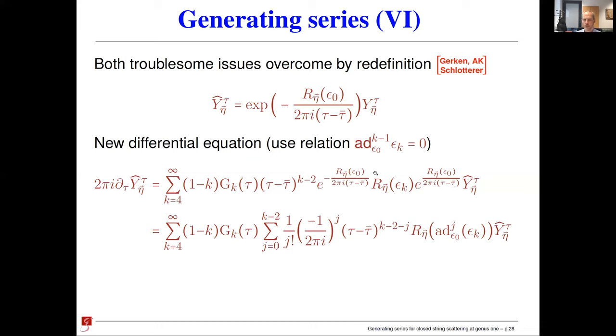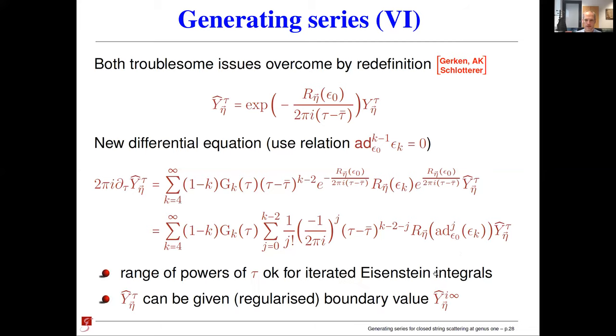This is the point where the relation from the derivation algebra becomes useful, because this conjugation is something you can work out in closed form, because the exponential terminates. It truncates at order k minus 1. So you just have a sum from j equal to 0 to k minus 2 of this adjoint action. And now this is a much nicer differential equation for y hat, because it doesn't have any negative powers of tau anymore, and this epsilon 0 operator is sort of tamed here. The range of powers is exactly what would correspond to these holomorphic Eisenstein integrals. So this is good, and this thing can also be given a nice boundary value.